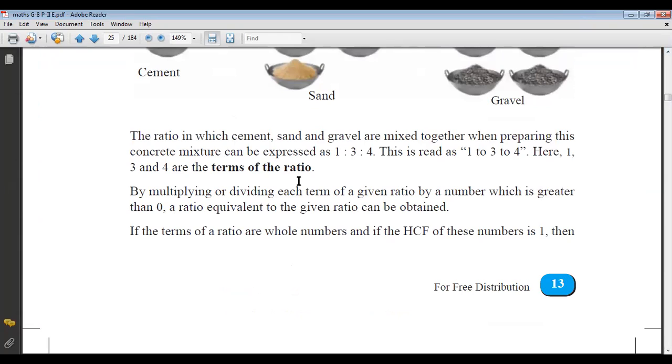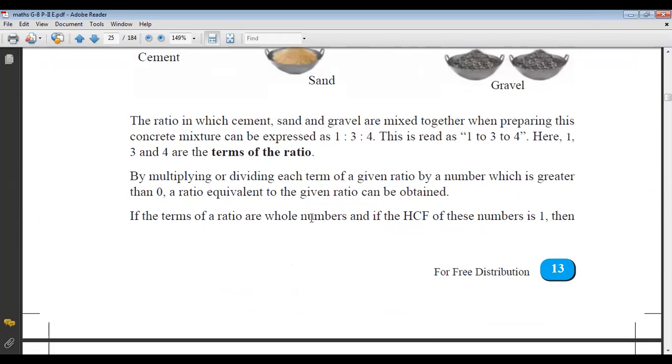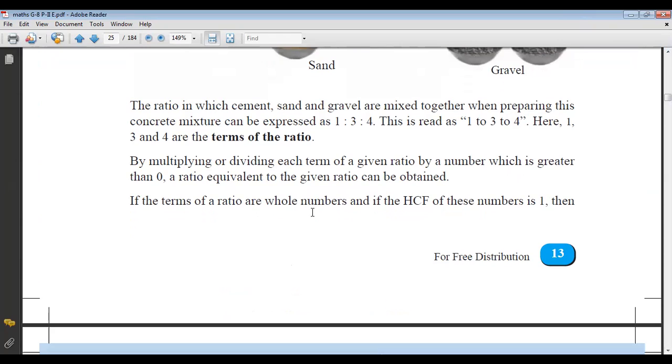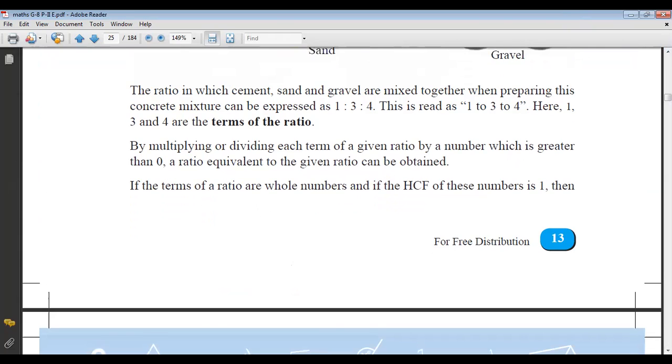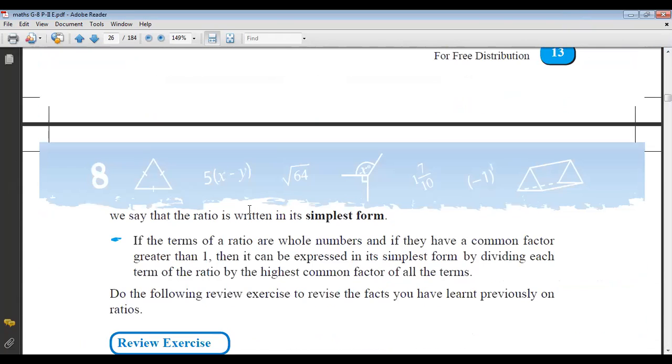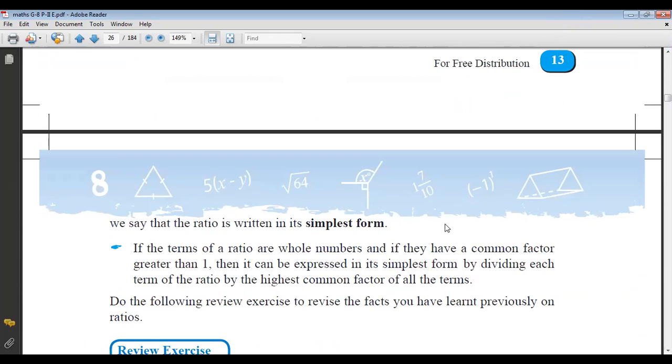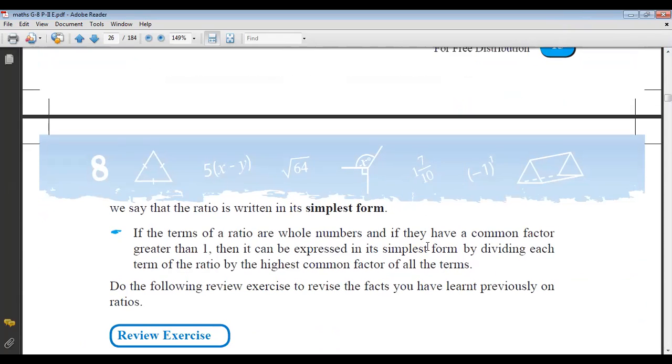By multiplying or dividing each term of a given ratio by a number which is greater than 0, a ratio equivalent to the given ratio can be obtained. If the terms of a ratio are whole numbers and the highest common factor of these numbers is 1, then we say the ratio is written in its simplest form.